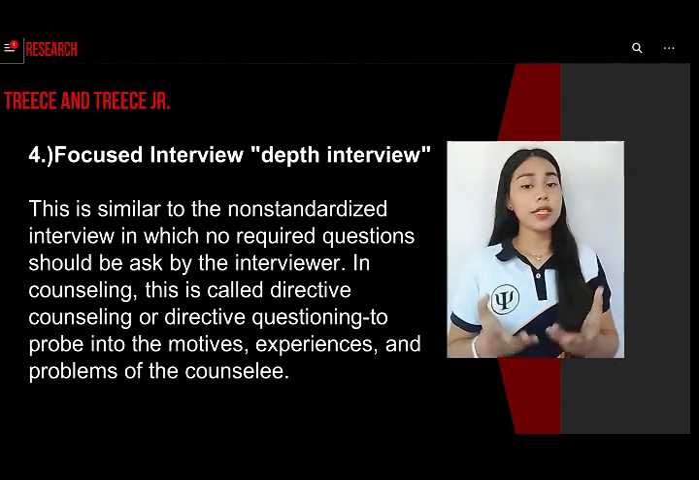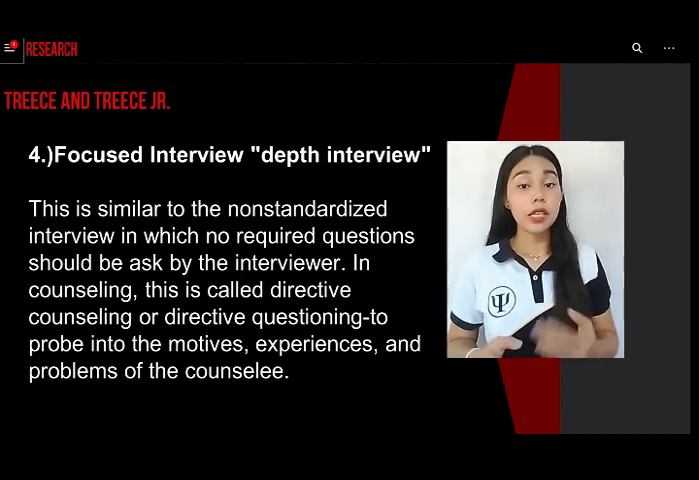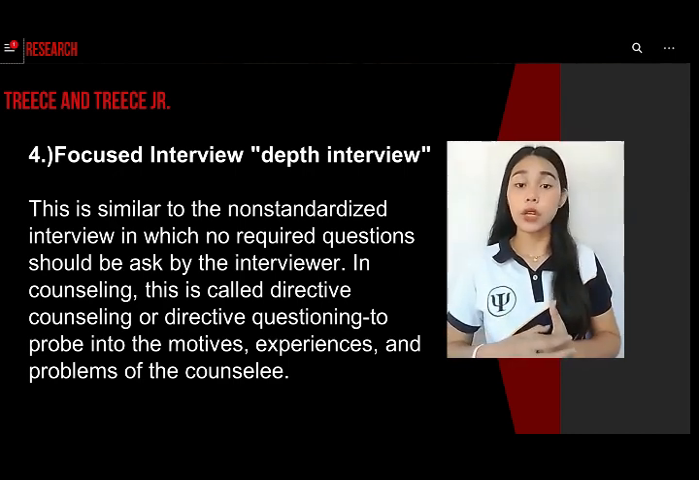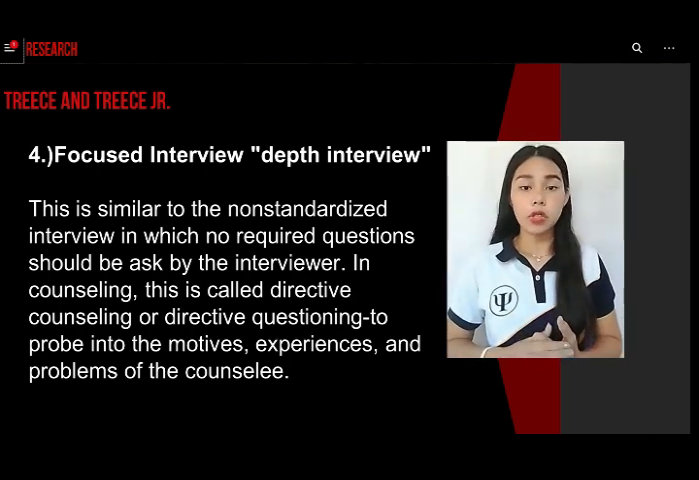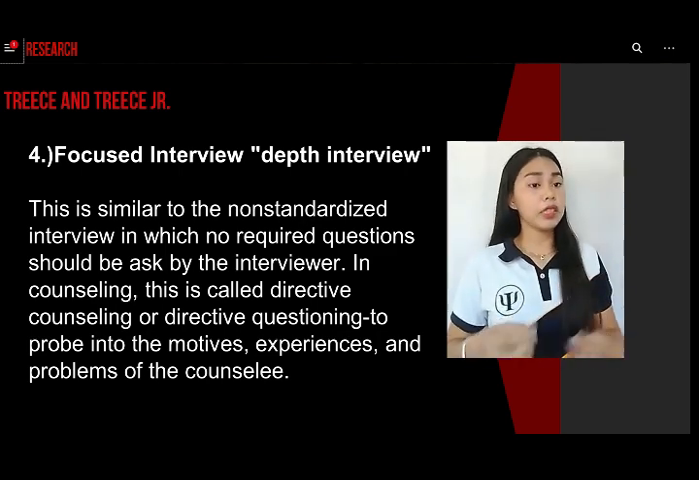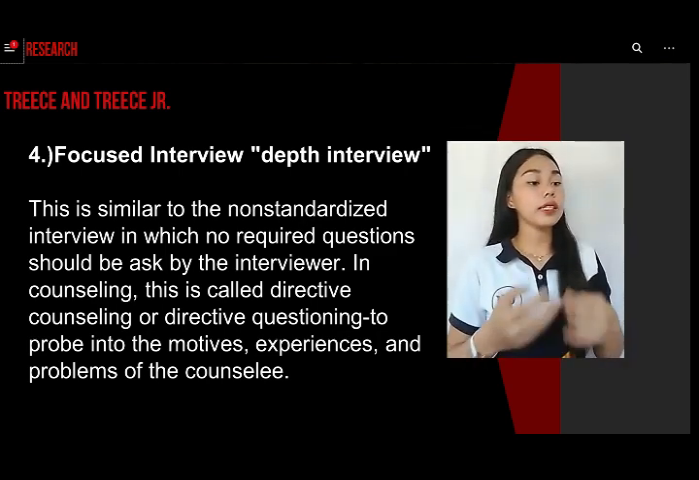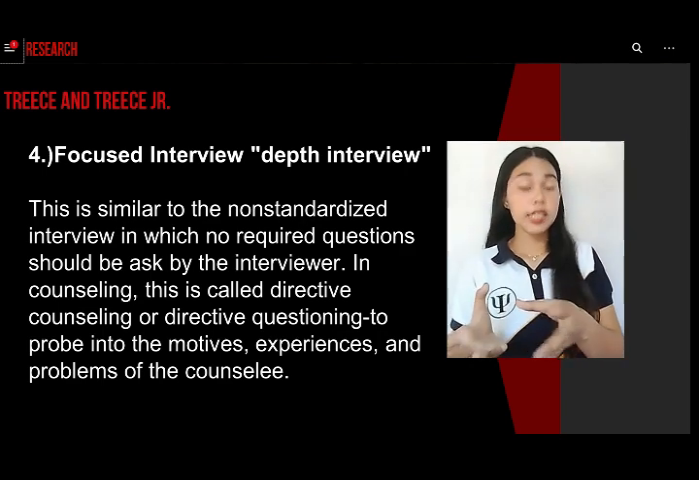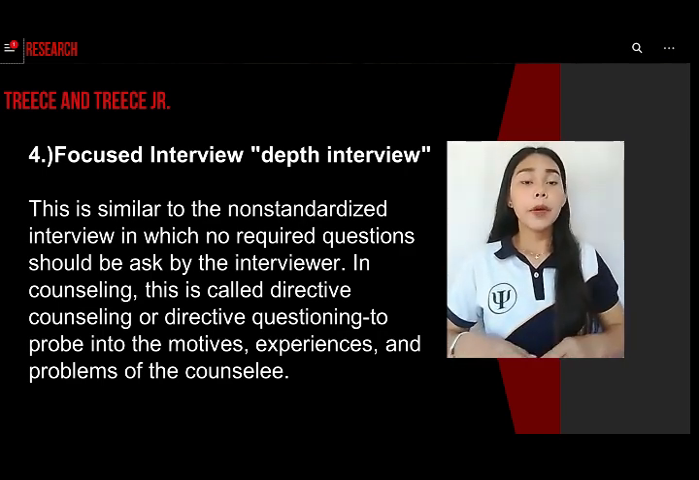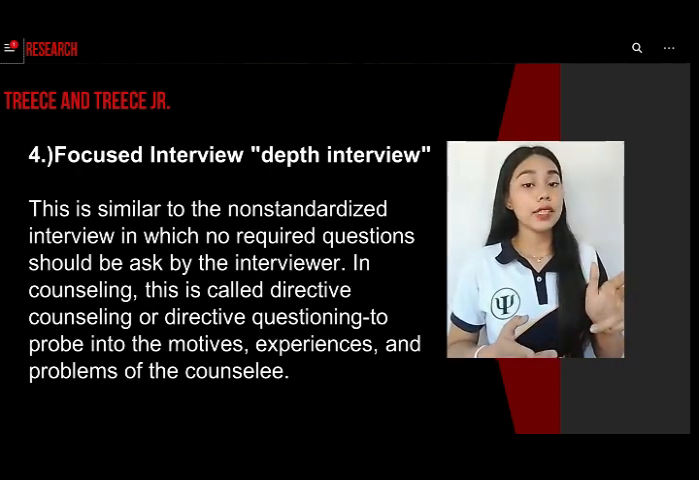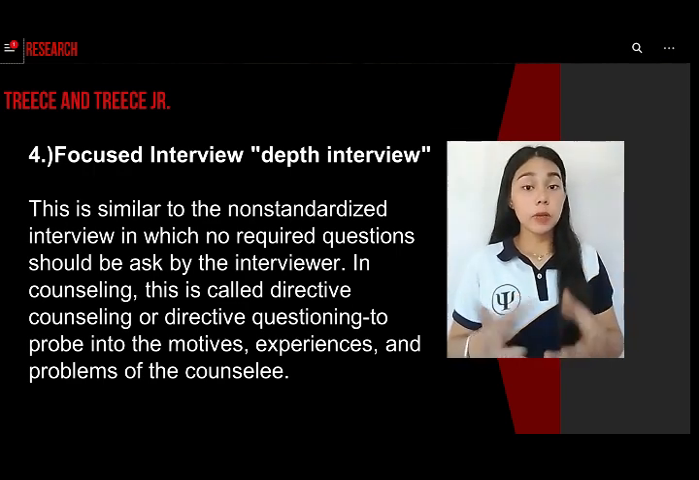The fourth classification of interview is what we call focused interview. What is focused interview? Focused interview is also called deep interview. This kind of interview is somehow related and similar to the second classification, the non-standardized interview. There are no specific questions to be asked by the interviewer. The researcher asks the respondents depending on his understanding or insight about the subject matter. Specific attention is given to specific topics or ideas. The purpose of this type of interview is to focus on the specific ideas or topics that need to be investigated in depth.